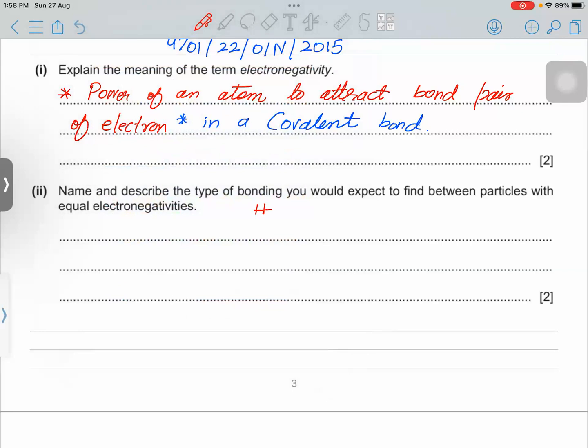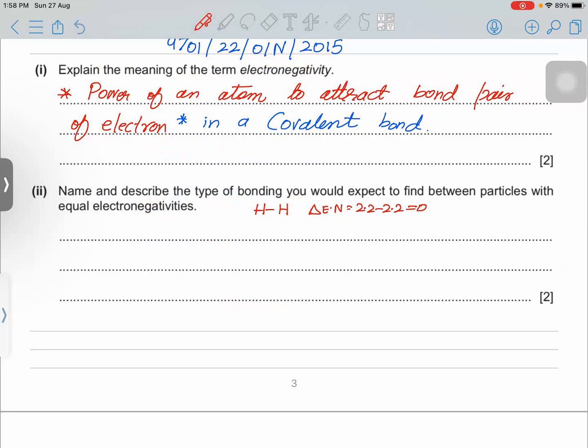Because it's polar. Oh wait, no, sorry. It's non-polar. Exactly, because the difference of electronegativity is 0. So delta electronegativity is equal to 2.2 minus 2.2, which is equal to 0, which is non-polar. Then we're going to describe the definition of covalent.